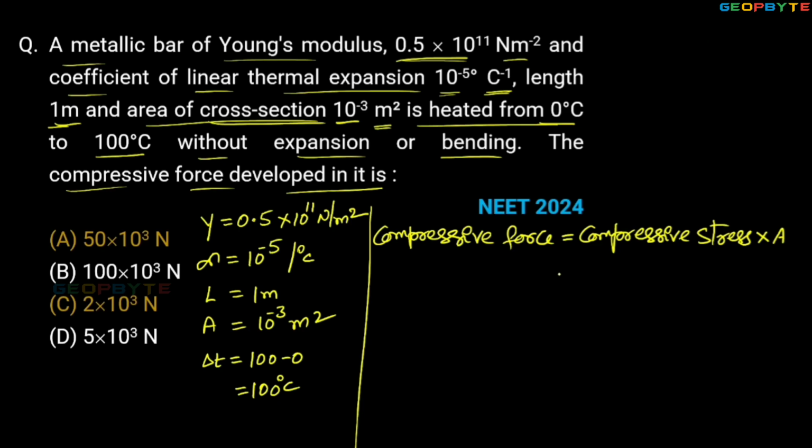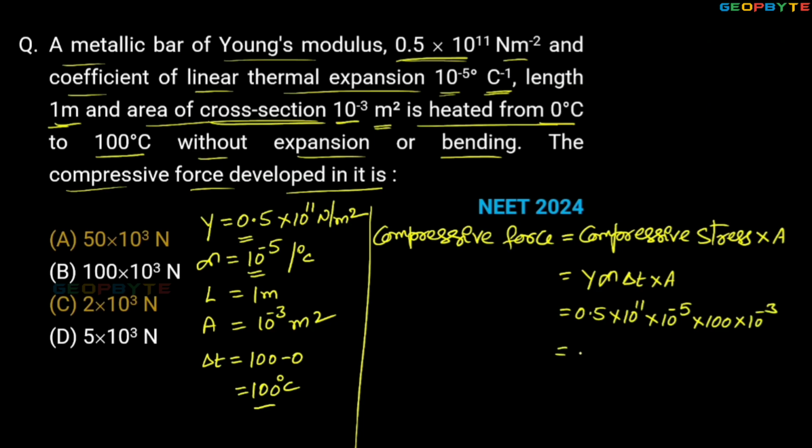Okay, here compressive stress due to temperature change equal to Y into alpha into delta T, where Y equal to Young's modulus, multiplied by area of cross section. This is equal to Y equal to 0.5 into 0.5 into 10 power 11, alpha given 10 power minus 5, change in temperature given 100, into area of cross section given 10 power minus 3.